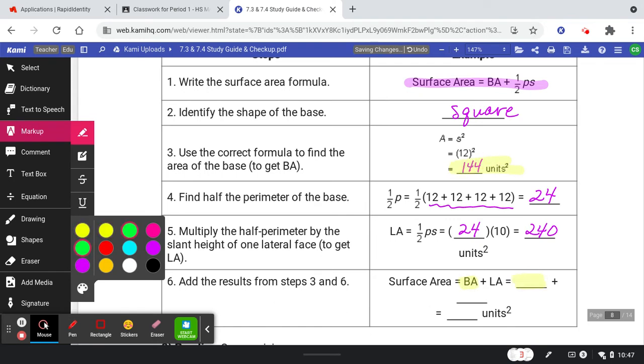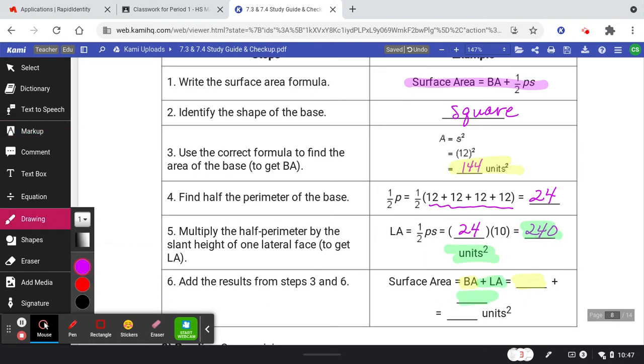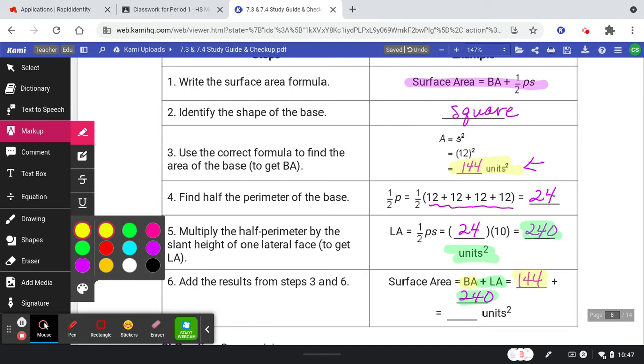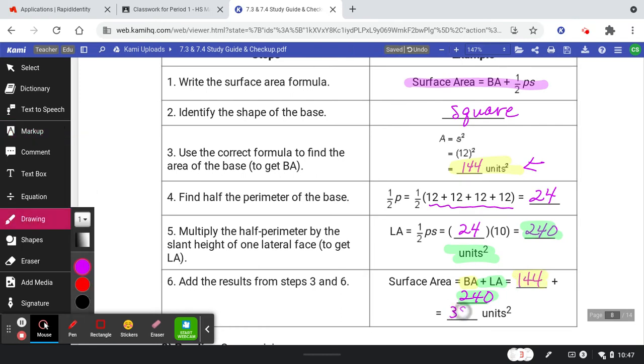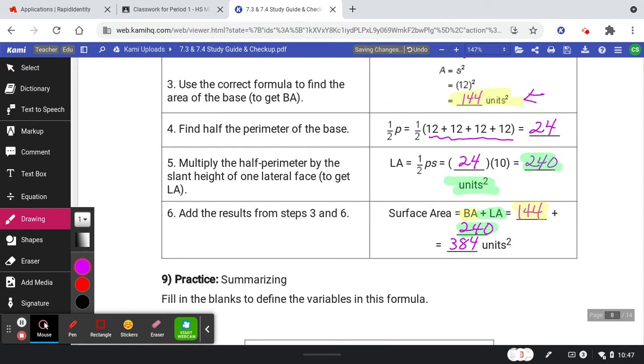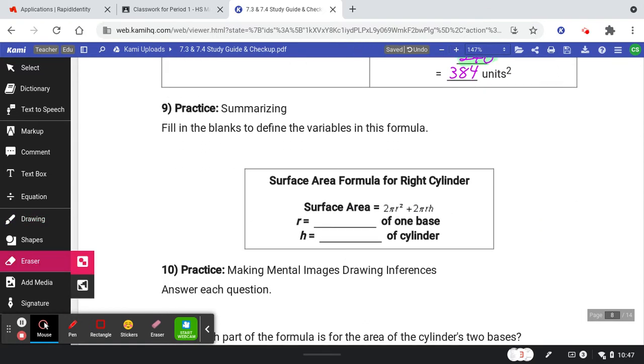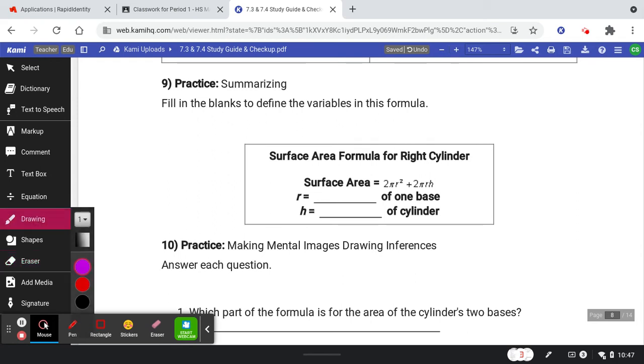and now that we've got our lateral area, we can add those together. 144 plus 240 gives us... Oh, sorry guys. Did you notice what I did? The base area appears as 144 from right here. And then we get our 384 square units. All good? All right. On to the fourth shape.